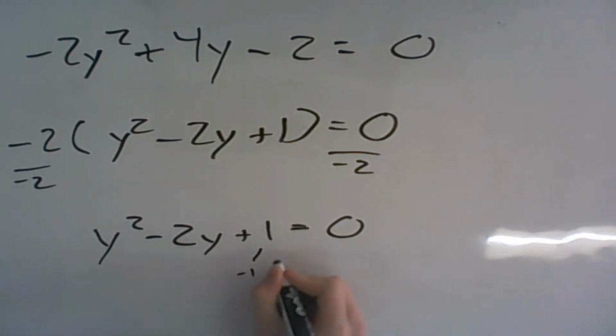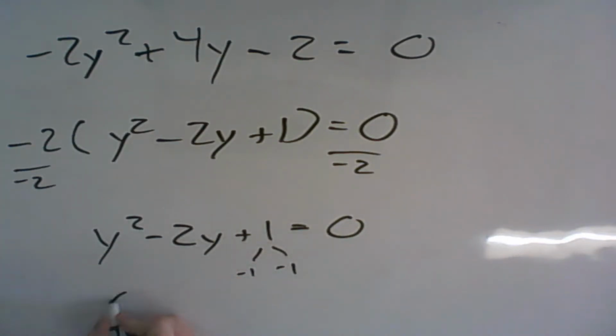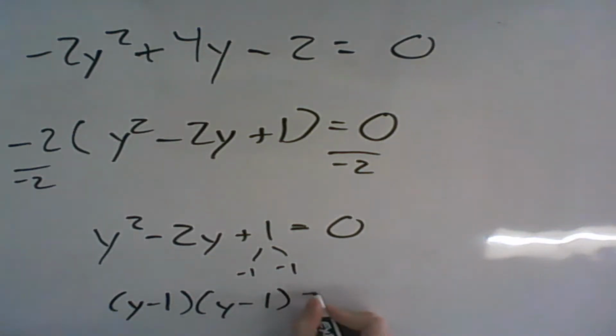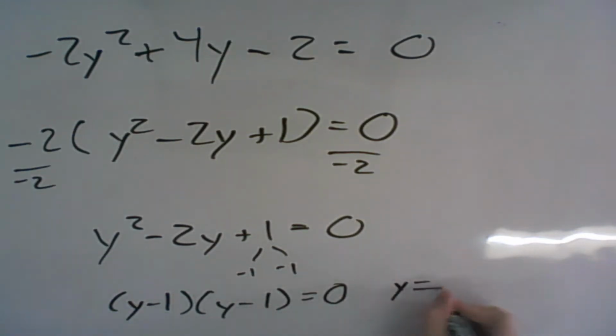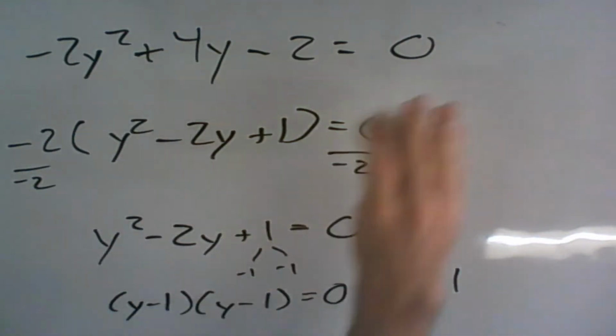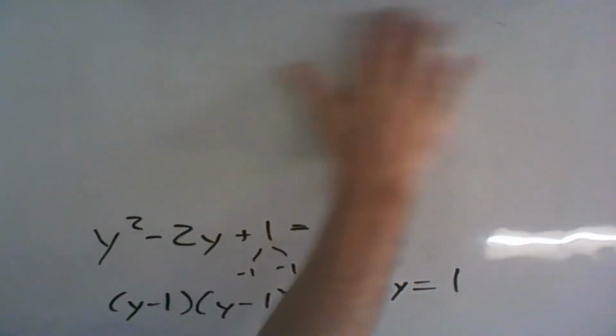Factoring this is negative 1, negative 1, so we get y minus 1, y minus 1. That's the same thing. So y is going to equal 1. So let's check it out, okay? Got to check our solution. I'm going to show the work to check it. Checking our work.